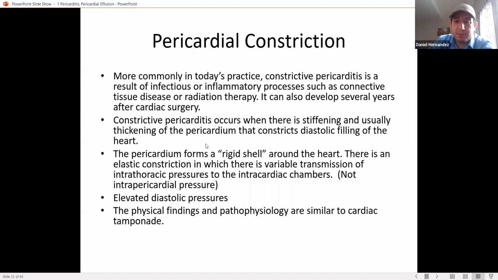So constrictive pericarditis. I'm sorry, I'm just getting all these flash emails in front of me.